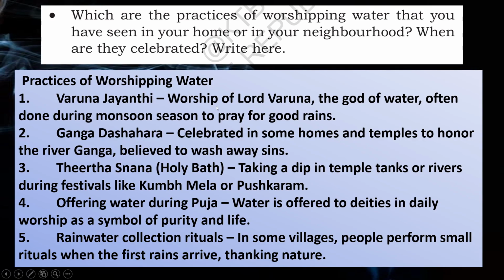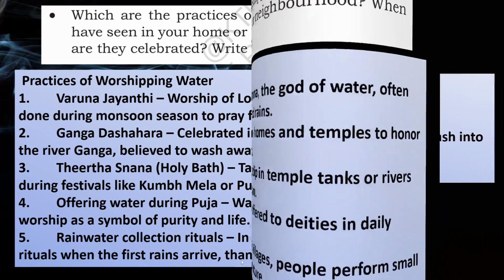1. Varuna Jayanti, worship of Lord Varuna, the god of water, often done during monsoon season to pray for good rains. 2. Ganga Dashera, celebrated in some homes or temples to honor river Ganga, believed to wash away sins. 3. Tirtha Snana, holy bath, taking a dip in temple tanks or rivers during festivals like Kumbh Mela or Pushkaram. 4. Offering water during puja. Water is offered to deities in daily worship as a symbol of purity and life. 5. Rainwater collection ritual. In some villages, people perform small rituals when the first rain arrives, thanking nature.